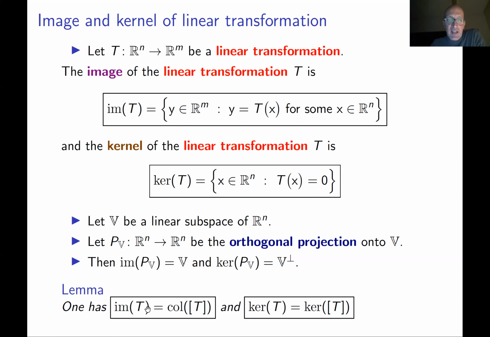Again, the image of your linear transformation is nothing but the column space of its standard matrix. This follows from an important observation which I have used many times, including earlier in this lecture: if you take a vector X and multiply it by matrix A, what you get is a linear combination of the columns of matrix A.